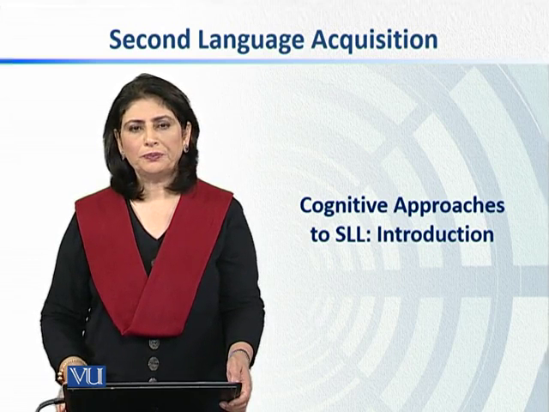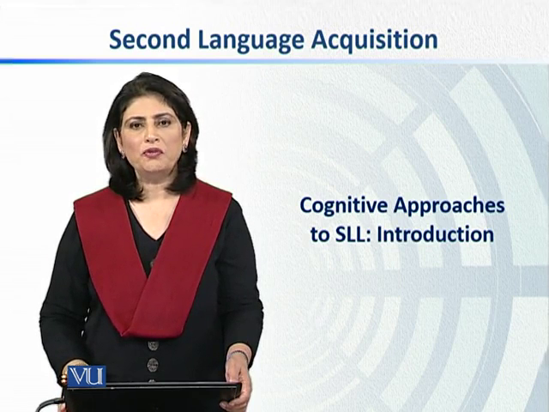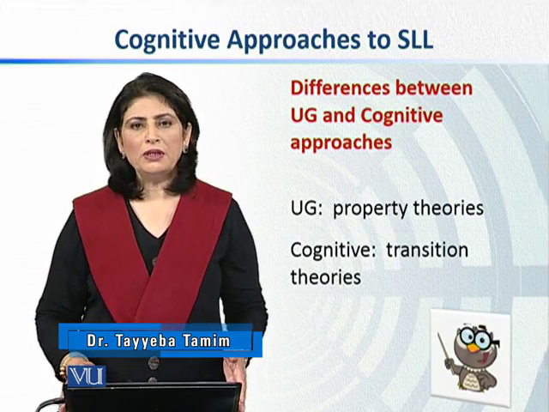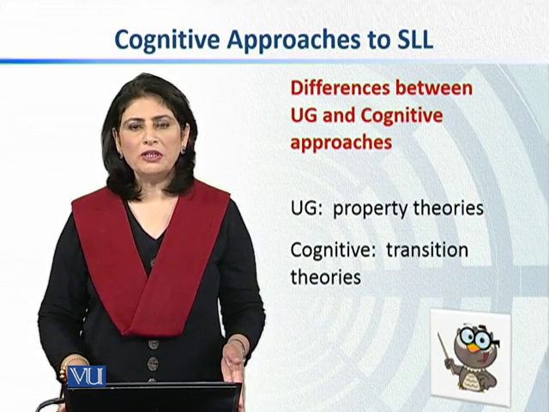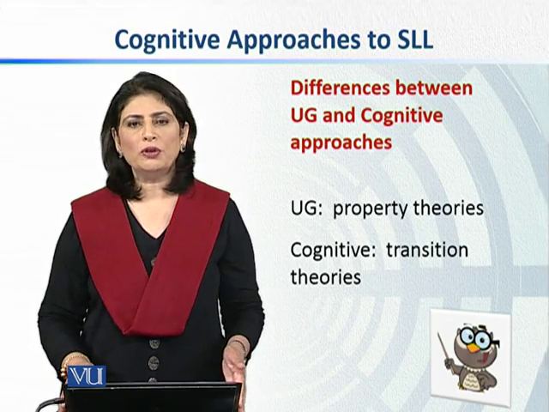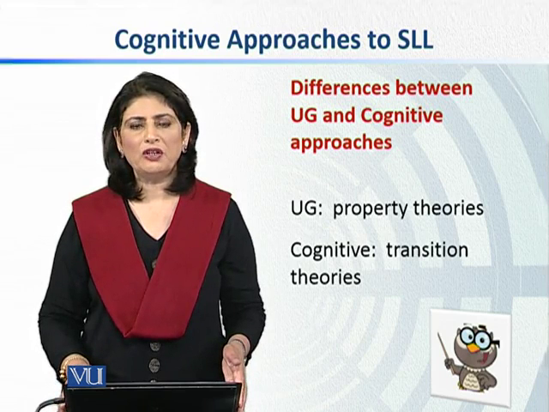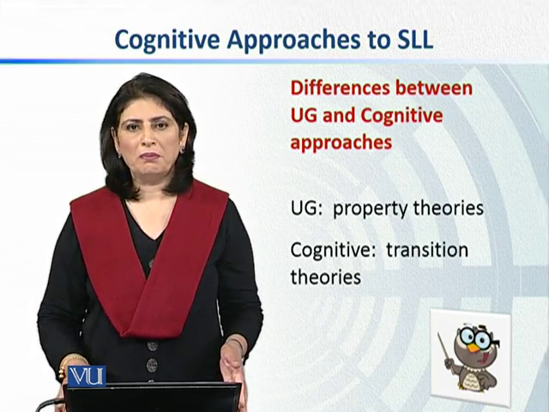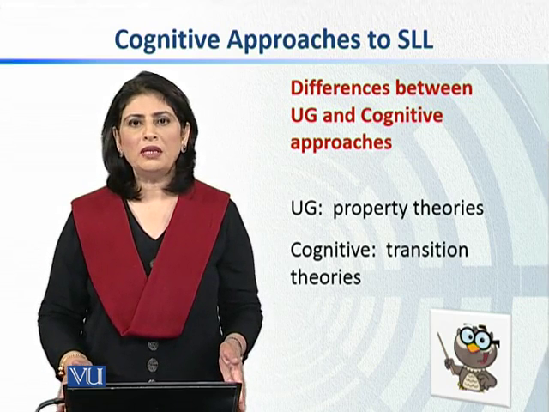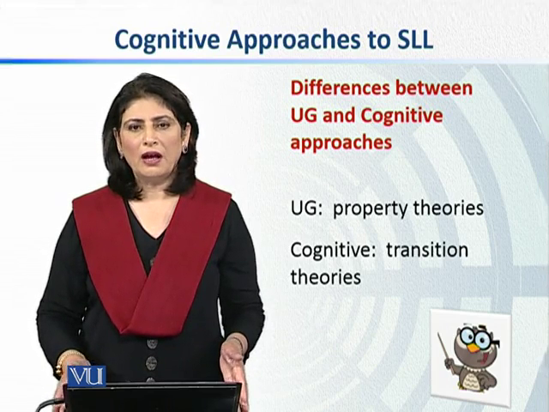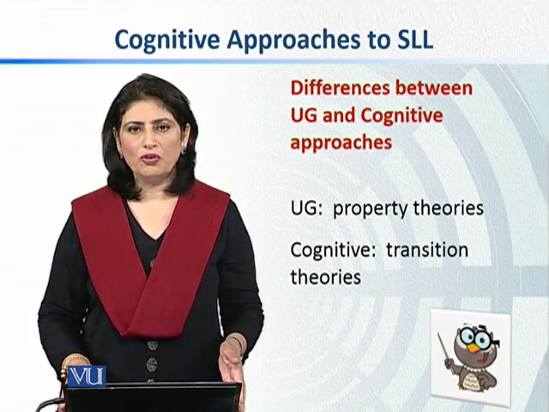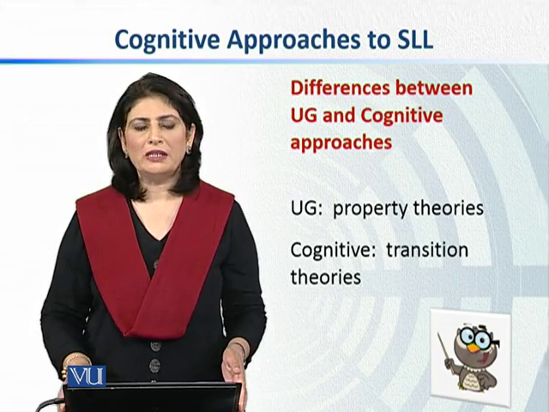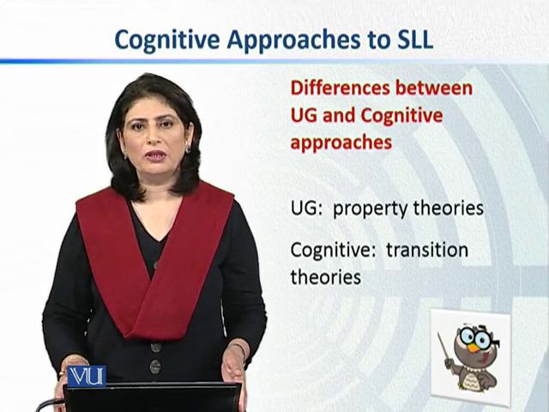Now, how are these cognitive approaches different from universal grammar approaches that we talked about before? Remember that universal grammar was more of a property theory rather than a learning theory, although we could apply some aspects or learn some aspects from there to increase our understanding of the second language. However, that was primarily a property theory focusing only on language. Cognitive theories, on the other hand, are transition theories. They are focused on the learning of the language. That is, they are in transition, evolving, on the learning of the language.